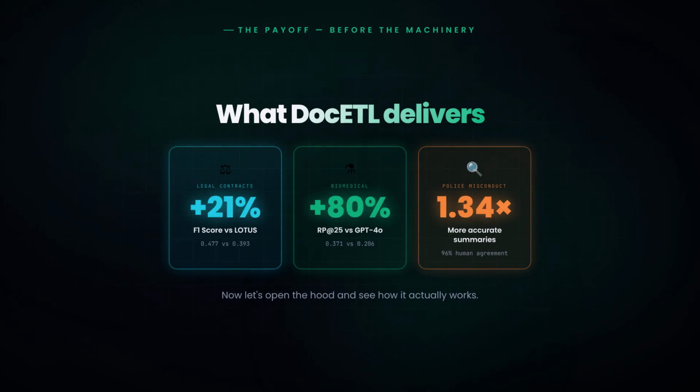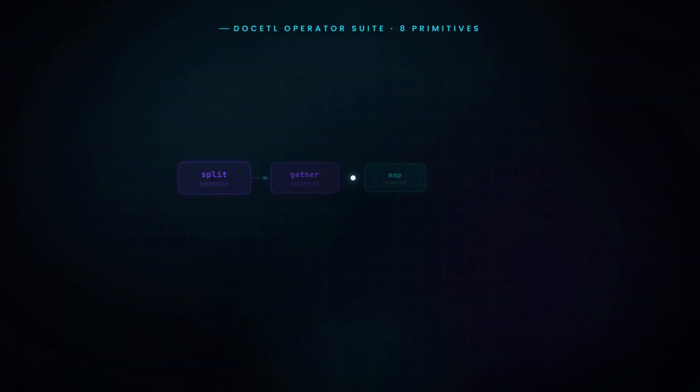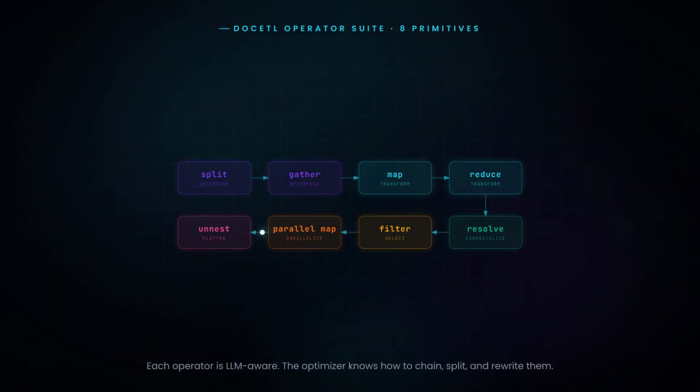DocETL pipelines are YAML. You define a sequence of operations, each with a type, a Jinja 2 prompt template, and an output schema. The basic operators are familiar. Map transforms each document, reduce aggregates groups, filter removes irrelevant records, and equijoin connects records across datasets.